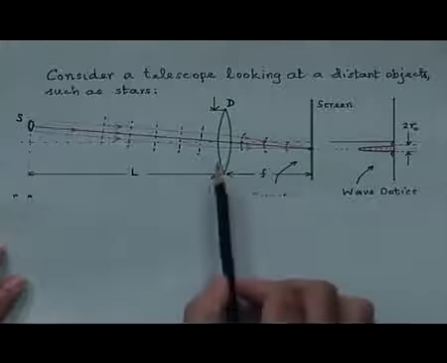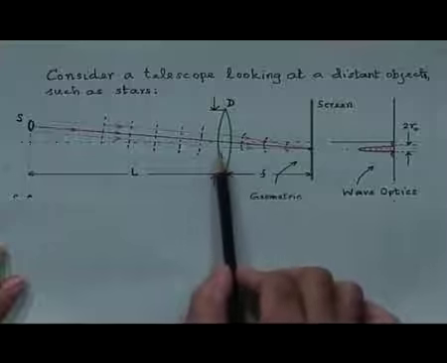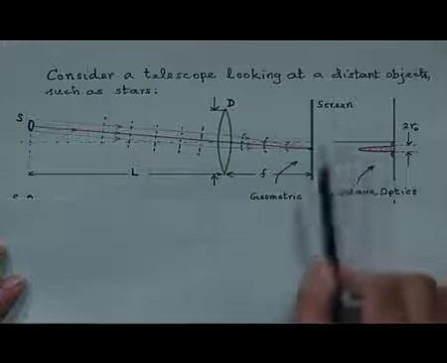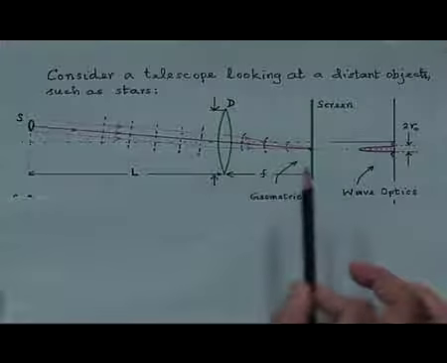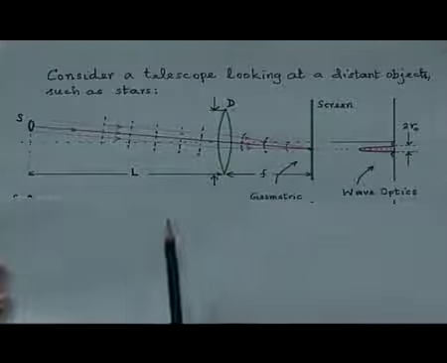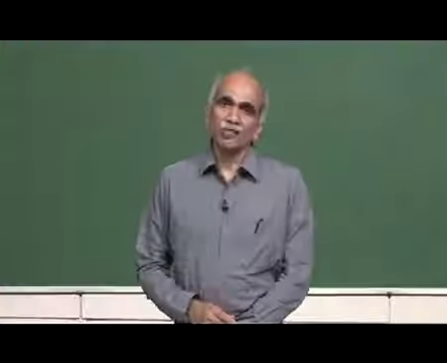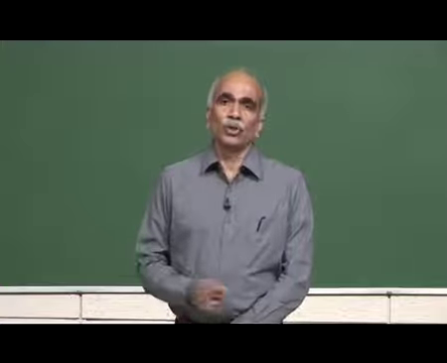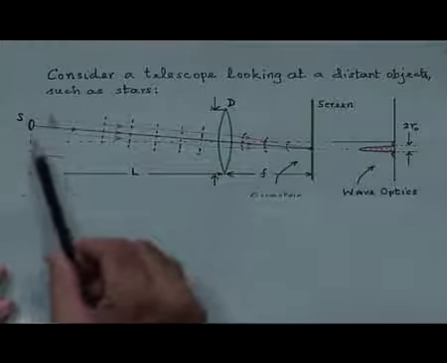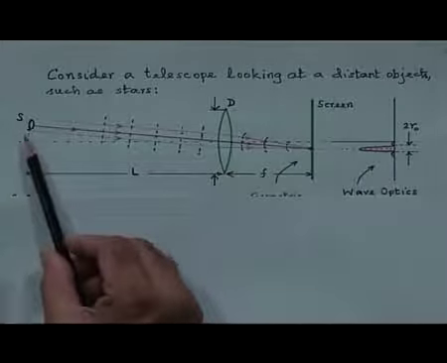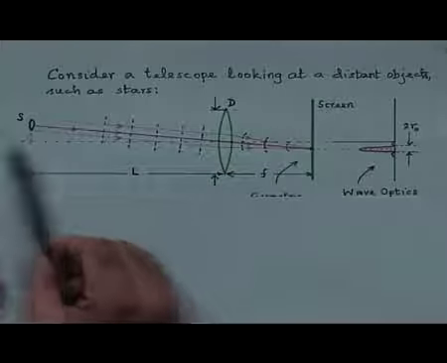Now, I have shown only the objective lens. As indicated, the eyepiece, the eye lens, helps us to see the image in a magnified form, but we are concerned about the formation of the image and the resolution of the image. And therefore, consider a distant object here, a source or a star which is far away.